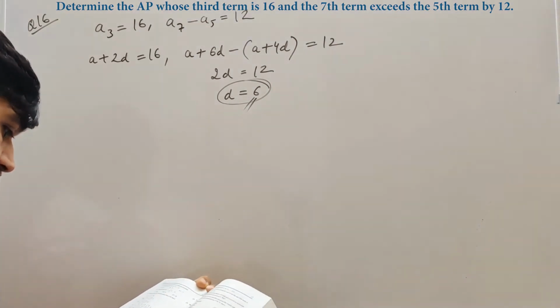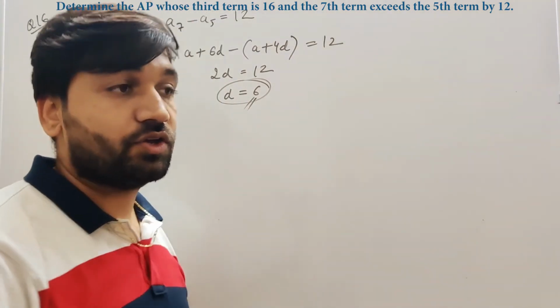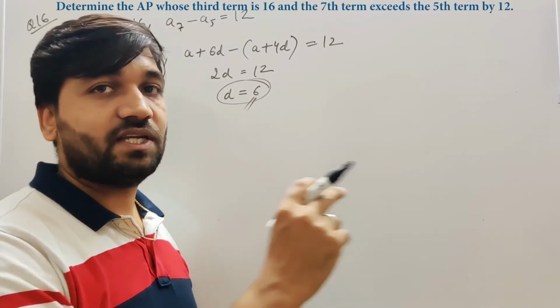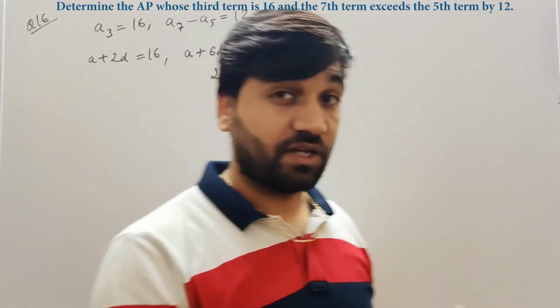In the question, they are asking to determine the AP. So to find the AP, if you remember how an AP is written: the first term a, second term a plus d, third term a plus 2d, fourth term a plus 3d, and so on.